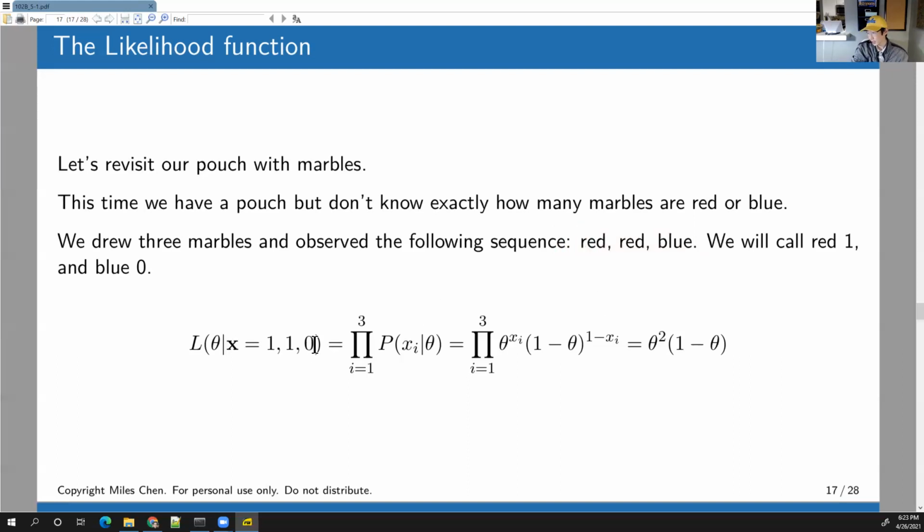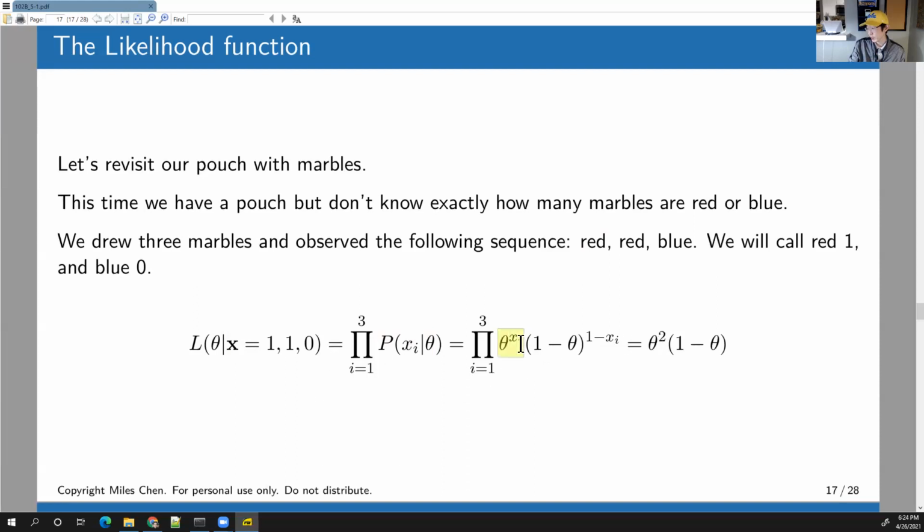And so we're going to say, what is the likelihood? If this is a function of theta, we're going to treat X as fixed. We're going to treat this sequence 1, 1, 0 as a fixed thing. We're going to ask, what is the likelihood of getting our data for some particular value theta? So we take the probability function and take the product of these three probabilities for the different X's. In the first one, my X is 1. In the second one, my X is 1. And in my third one, my X is 0.